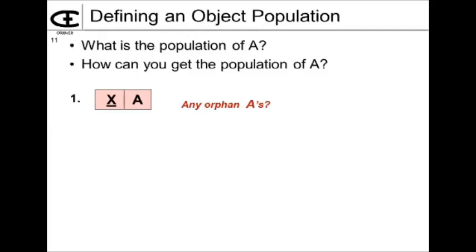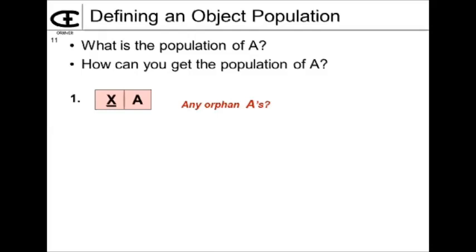If I'm interested in the population of A, am I interested in duplicates? No. If I just said select A from this table, I'm going to get a list of all the A's, including all the duplicates, because it's just going to go down the column and give me every one. So what do I have to say? I have to say select distinct A. Then I'll get all the unique A's. That's how I get the population of A.